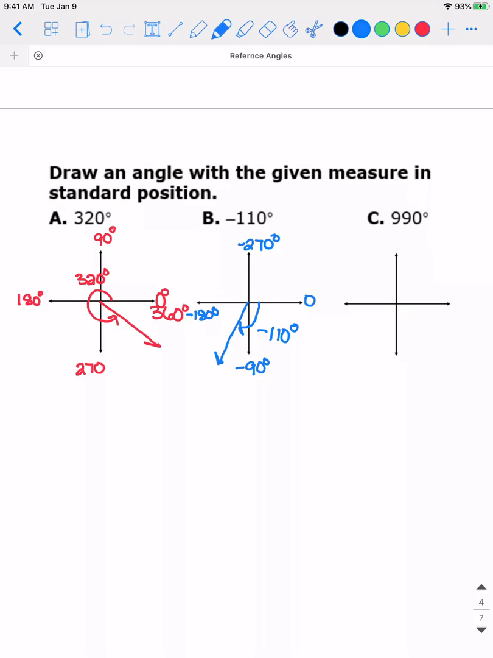Okay, now looking at letter C, we have 990 degrees. I want you to take a second to see if you can draw this out.